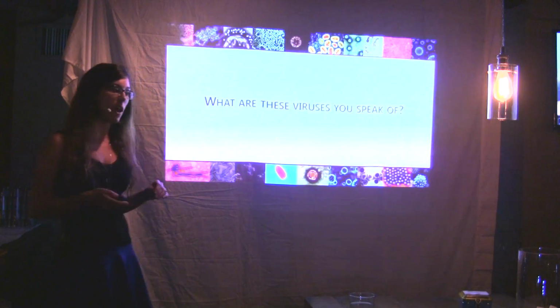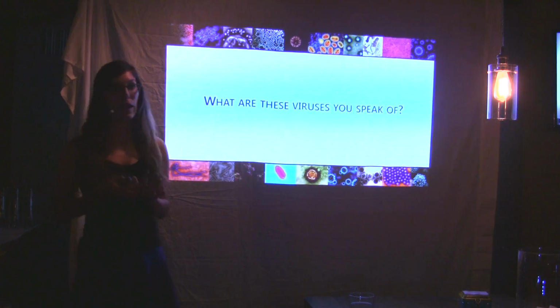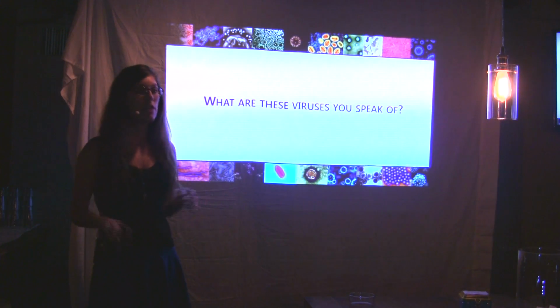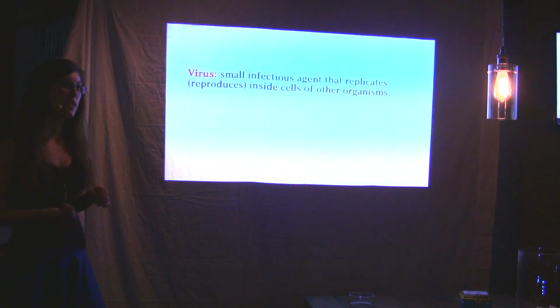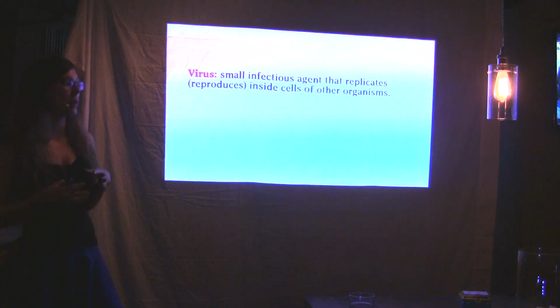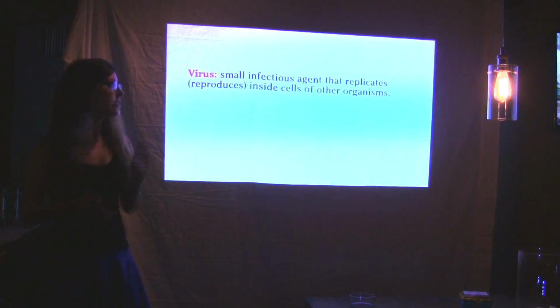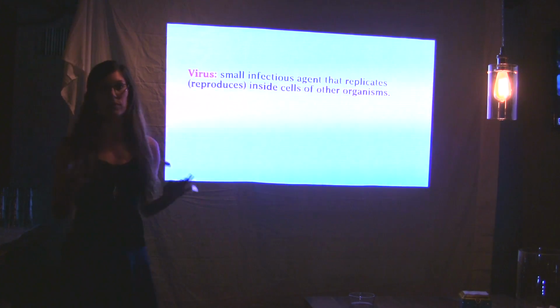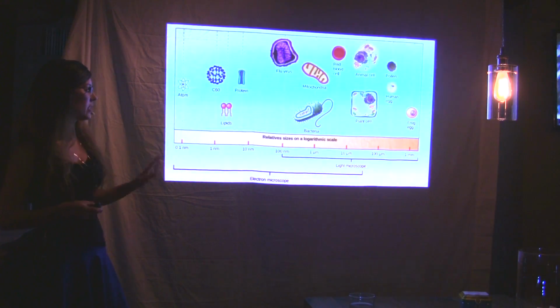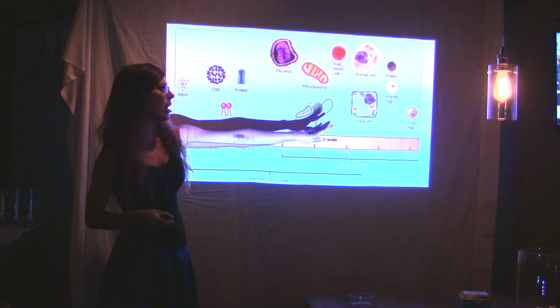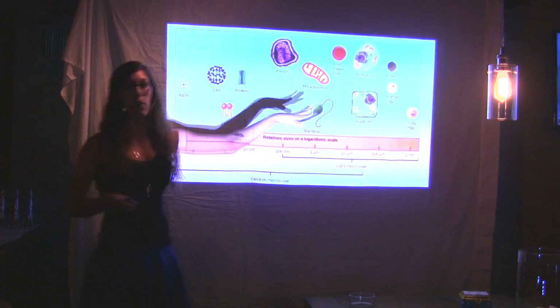So to start off, the first thing we can ask is, what actually is a virus? The formal definition of a virus is a small infectious agent that replicates or reproduces inside the cells of other organisms. If we start with the beginning, okay, small, how small is small? We can look at this diagram of different sizes of organisms or components of organisms.